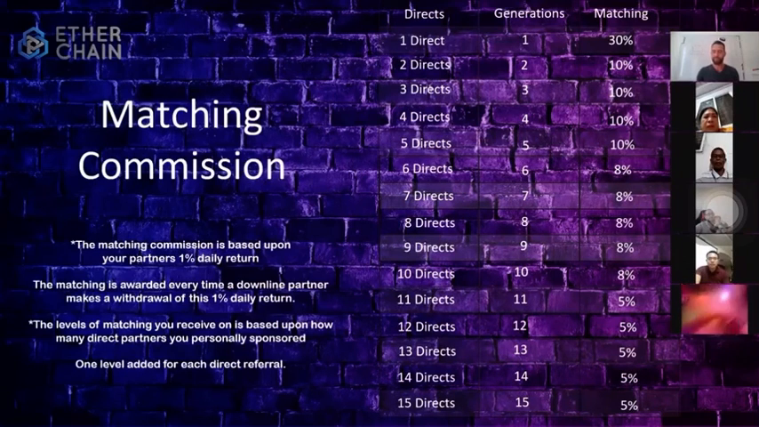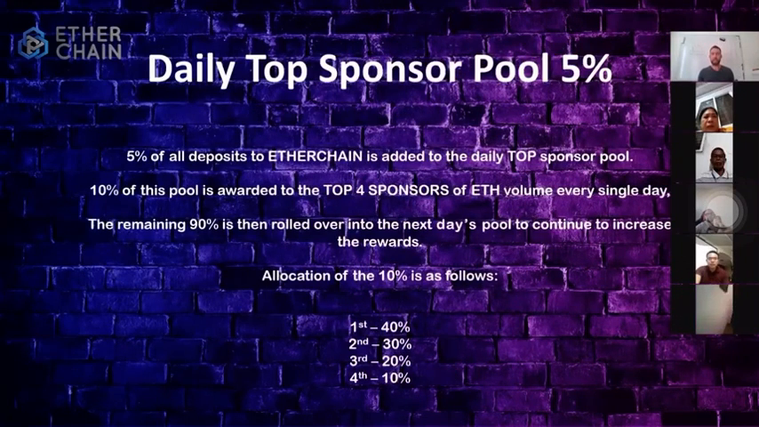Now, let's have a look at the daily top sponsor pool. This is an amazing incentive for all the marketers and all the builders and anybody that participates in helping to grow this community, of course. Now, 5% of every single deposit that comes into Etherchain is added into the daily top sponsor pool. 10% of this pool will be awarded to the top 4 sponsors of Ethereum volume every single day. That means every single day, 10% of this pool goes out, 90% is rolled over to the next day to continue to increase the rewards of this pool.